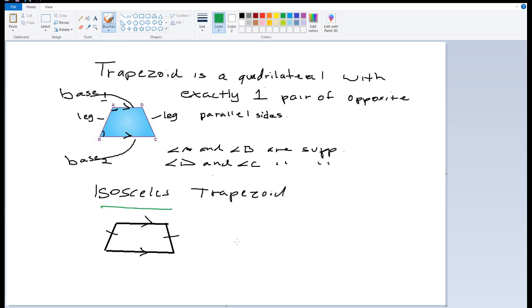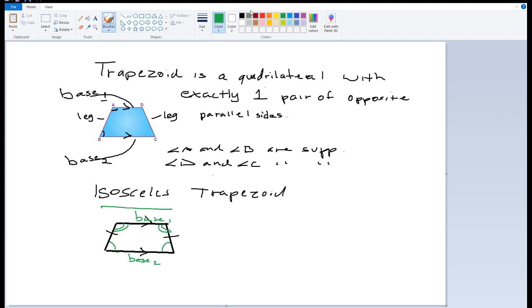So a couple things about an isosceles trapezoid is that the base angles will always be the same, congruent. So we have two base angles because this is the base. Here's base 2, and base 1, so we call these the base angles. And those two angles will always be congruent.